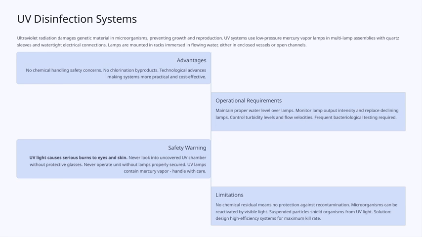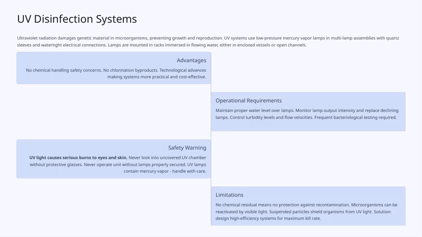Safety is paramount when working with UV systems. UV light can cause serious burns to the eyes and skin, so never look directly into an uncovered UV chamber without protective glasses. Never operate the unit unless the lamps are properly secured, and always handle mercury vapor lamps with care to avoid exposure. It's also important to recognize the limitations of UV disinfection.